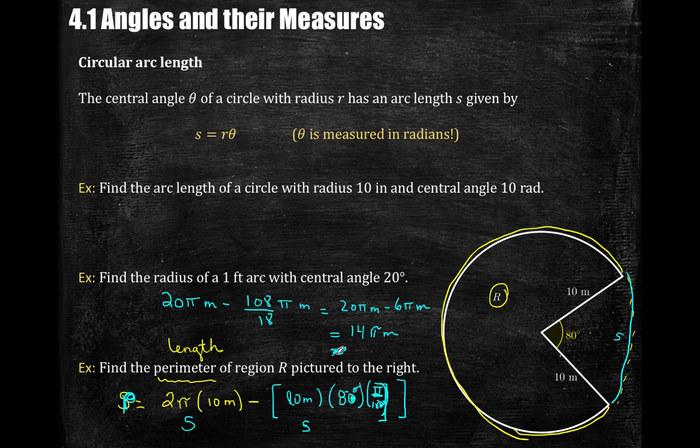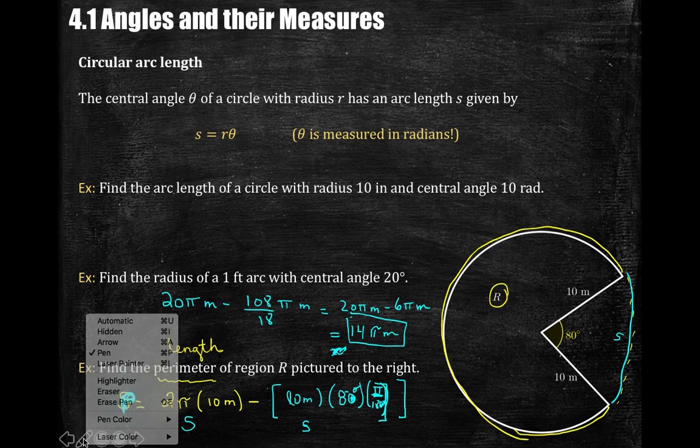whoops, no, I'm not ready to do that yet. 14 pi meters. Now I might think I'm done. I might think, oh, I'm so proud of myself. But what did I get? Did I really get the entire perimeter? What did I get? I just got the yellow, right? I got the yellow part. I got the whole circle minus the missing arc. Is that the perimeter of that whole little Pac-Man looking thing? I don't think so. What am I missing?